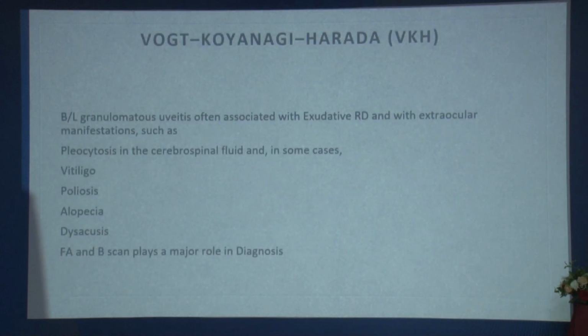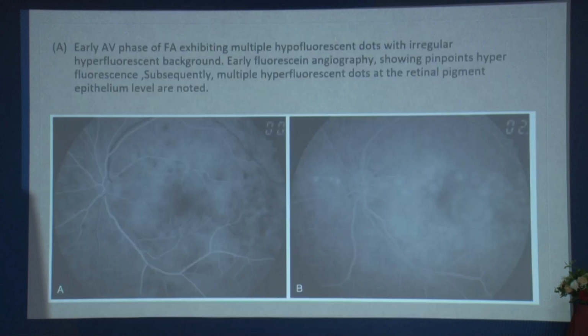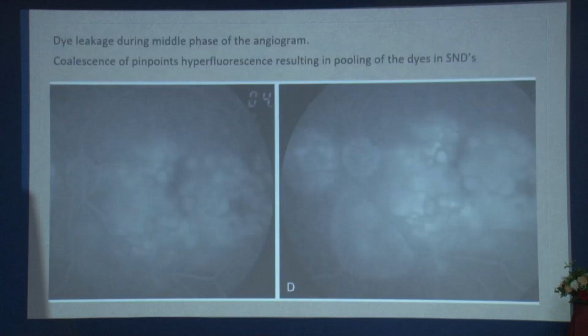So VKH is a bilateral granulomatous uveitis with exudative RD. It can also have pleocytosis in the CSF, and later on is followed by skin changes of vitiligo and poliosis. FA and B scan help us more than the classic exudative detachment with shifting fluid. Here we have multiple sensory neural detachments with disc edema and choroidal thickening on B scan, and the classic fluorescein angiographic picture is pinpoint leaks with disc leak.